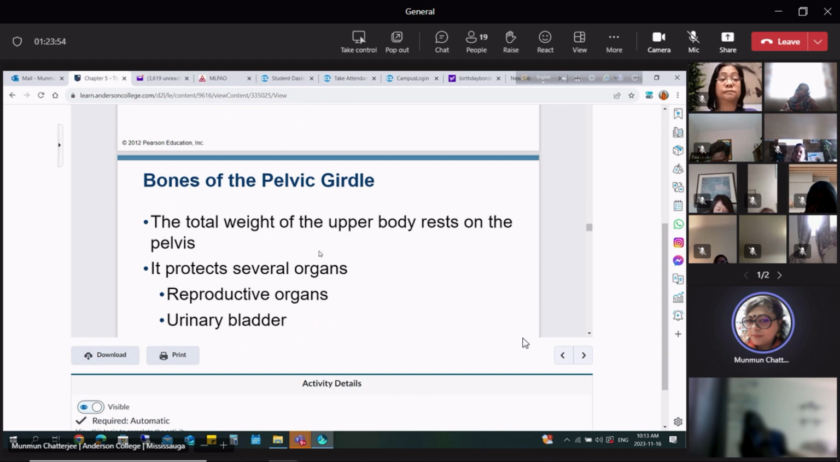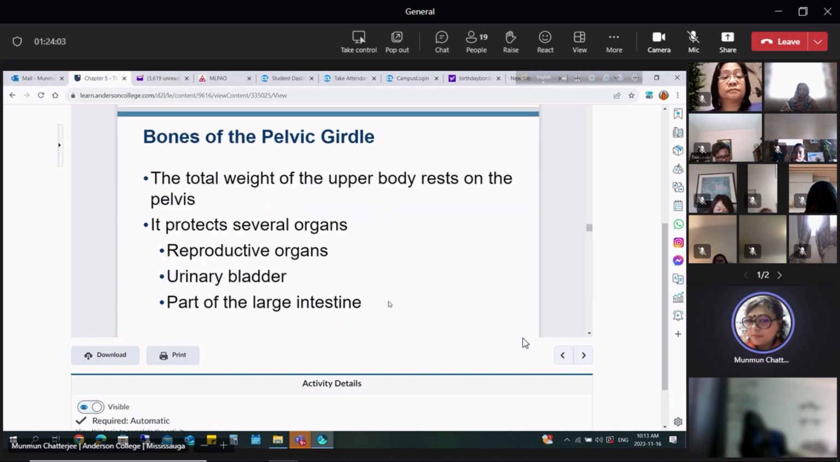And those are very important structures because the total body weight, the upper body weight, that is the main body weight, rests on the pelvis. So it protects several organs. It protects your reproductive organs. That is important, which the pelvic girdle protects. The pelvic girdle protects your reproductive organs, your urinary bladder, and part of the large intestine, because your rectum and other things are down there. So part of the large intestine. This is important.